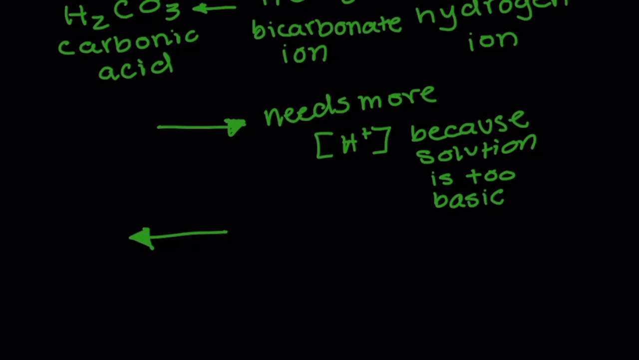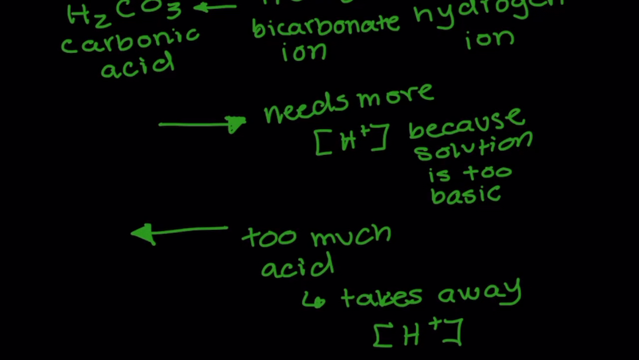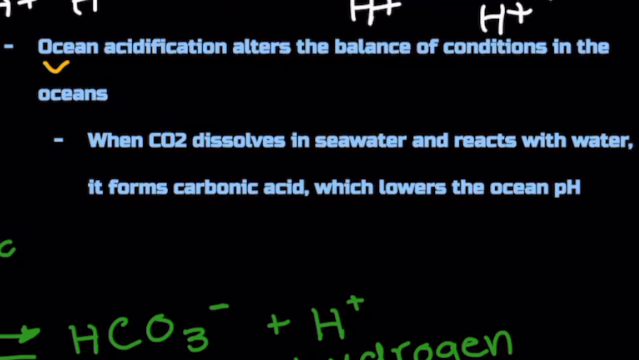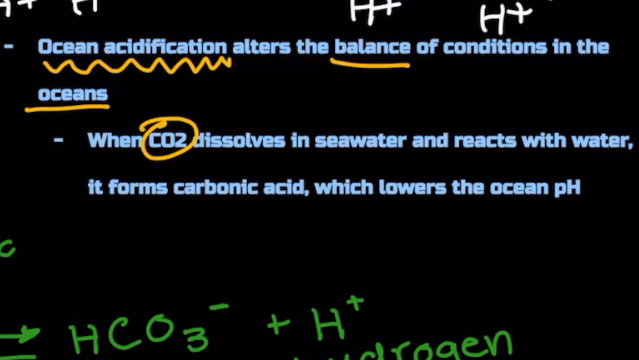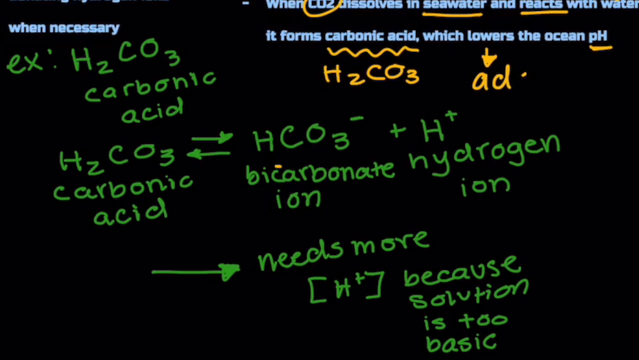If the solution is too acidic, we need to take away the H+, and in order to do that, we create carbonic acid. Today, something called ocean acidification occurs. When this happens, it alters the balance of the conditions in the ocean. Because we have an increase in greenhouse gases, this includes CO2, it dissolves in seawater and reacts with the water there to form carbonic acid, which lowers the ocean's pH.